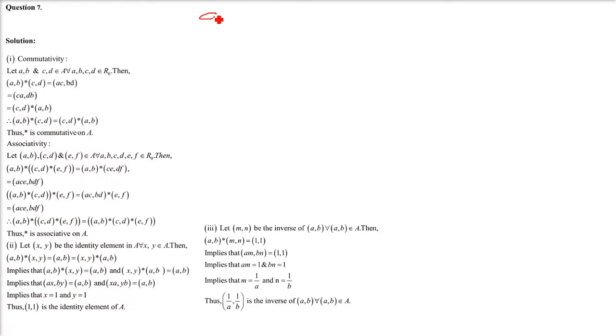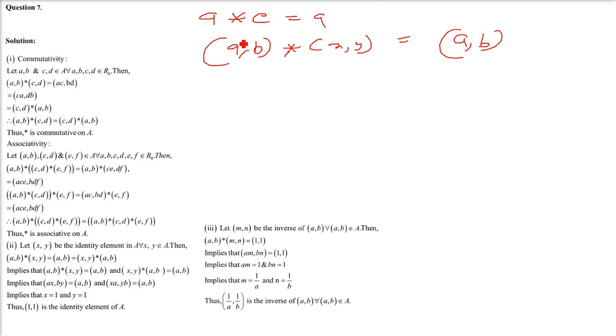So identity will be what? A star E equals A. But we don't have A here; we have a pair, so we'll write A as (A, B). The identity element E will take some other form like (X, Y), because it has to be an ordered pair. (X, Y) operated with (A, B) should give you (A, B). So let us multiply A into X and B into Y. This is equal to (A, B).